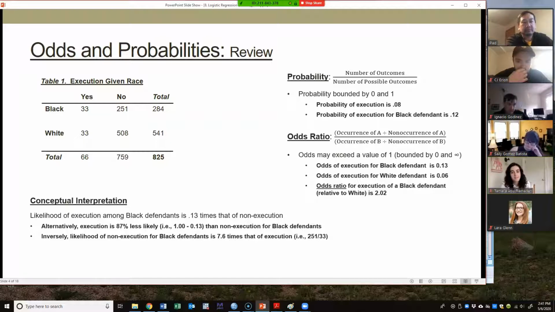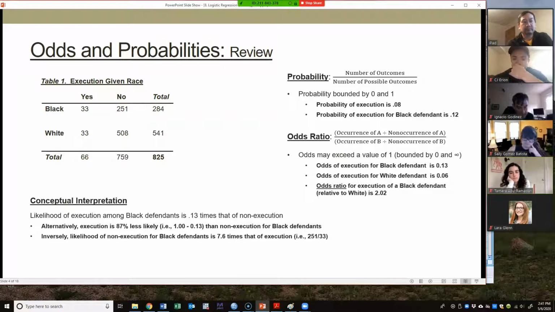Well, if the likelihood of execution is 0.13 times that of non-execution, from an objective standpoint, is that a likely outcome? No. Okay, right? If we look at those odds, we see that of the 284 cases, only 33 individuals received the death penalty. So objectively, this is not a likely outcome. When we see odds that are less than 1, that suggests that something is less likely. Odds that are greater than 1 suggest that it's more likely than the alternative.